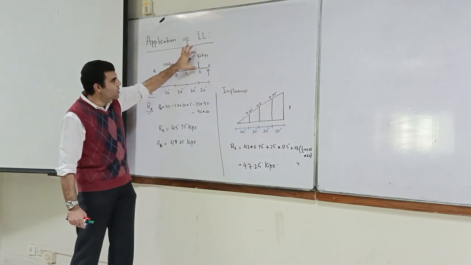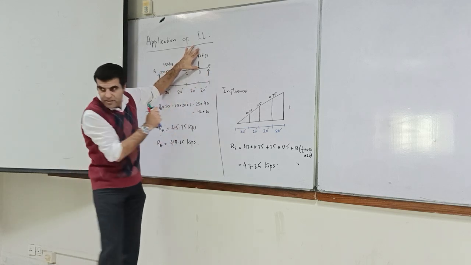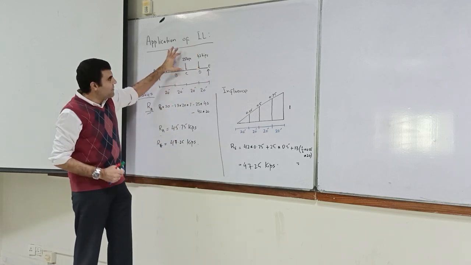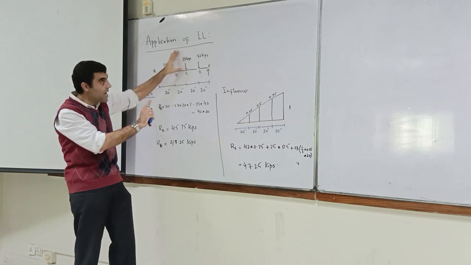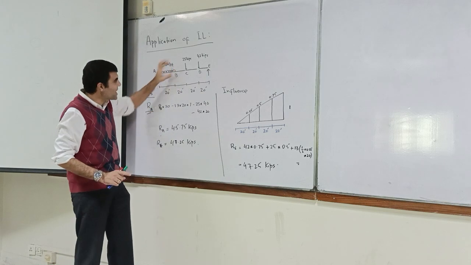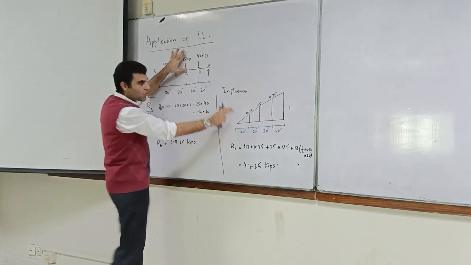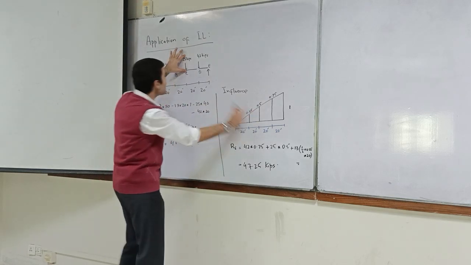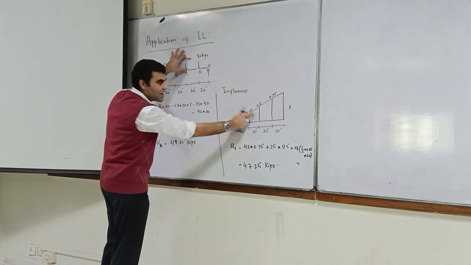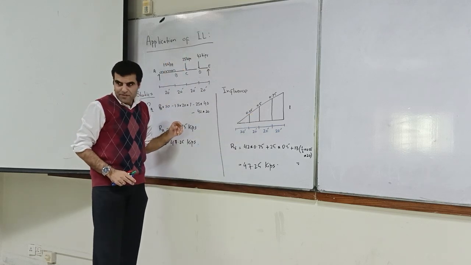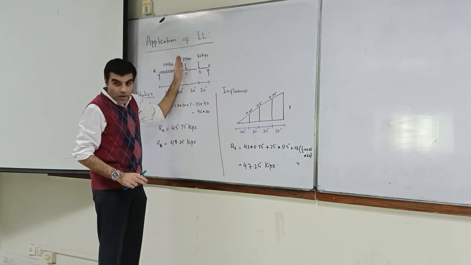If I've got a unit load at this location, what will be my reaction at E? Similarly, if I have the unit load in this location, the same unit load which is running, the moment it comes over here, what will be my reaction at E? So the reaction at E was 0.5, but in reality I've got a 25 kip load, so I multiply that with 0.5 and I get the actual reaction when you have 25 kip applied.